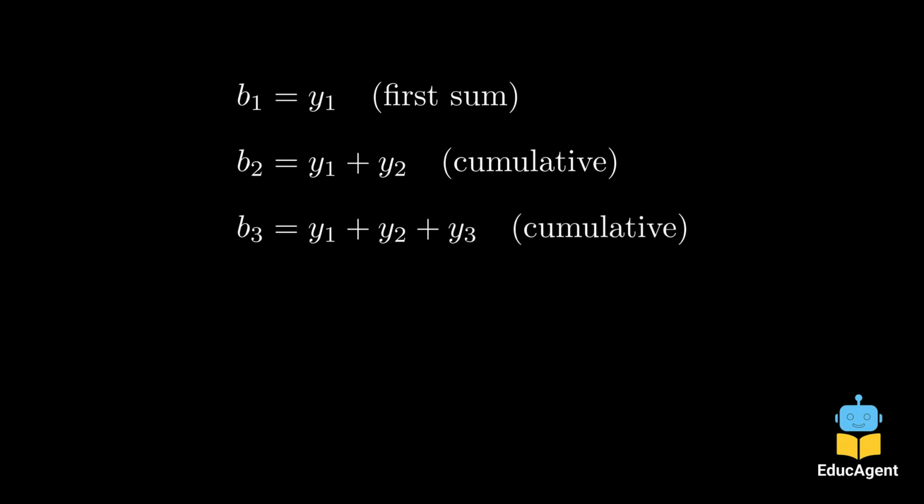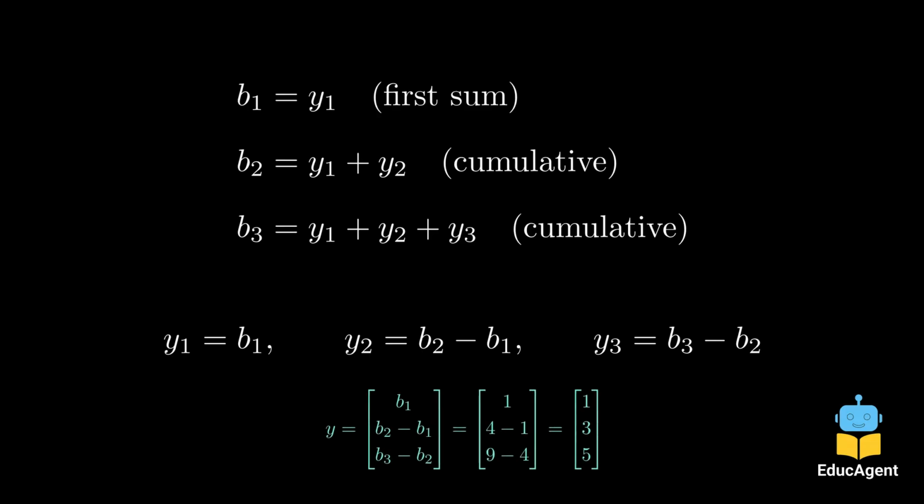Think of S as computing cumulative sums. Each B entry is the sum of the Y entries up to that position. Inverting cumulative sums gives the first differences formula. Each Y is a difference of consecutive B's. Applying the formula to the numbers gives Y equals 1, 3, 5, the differences of B.